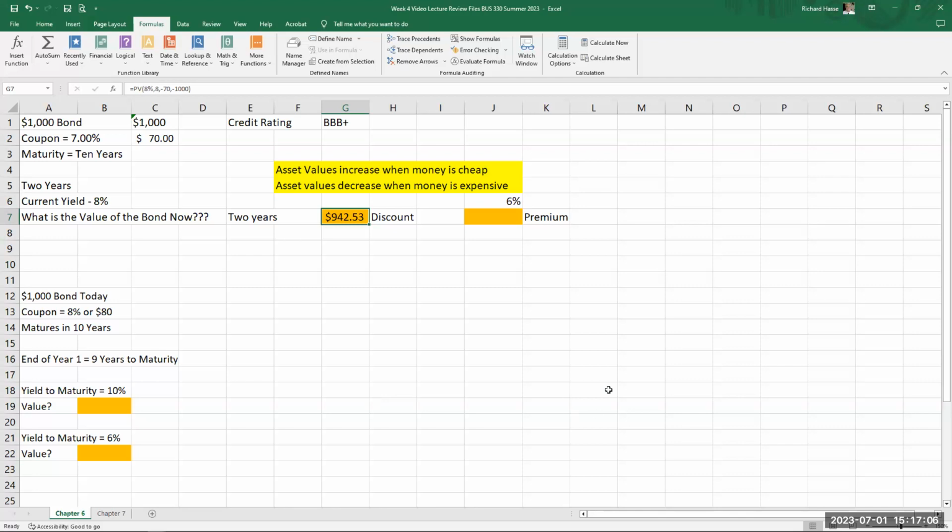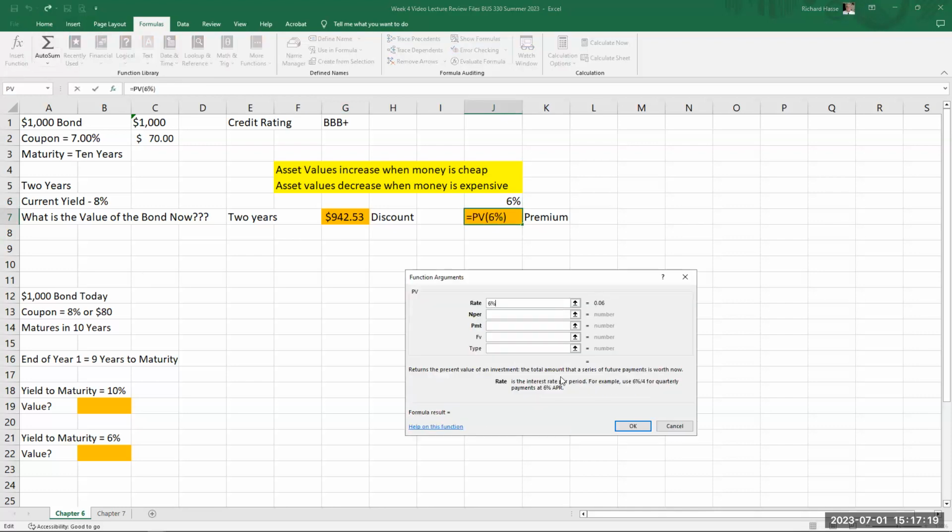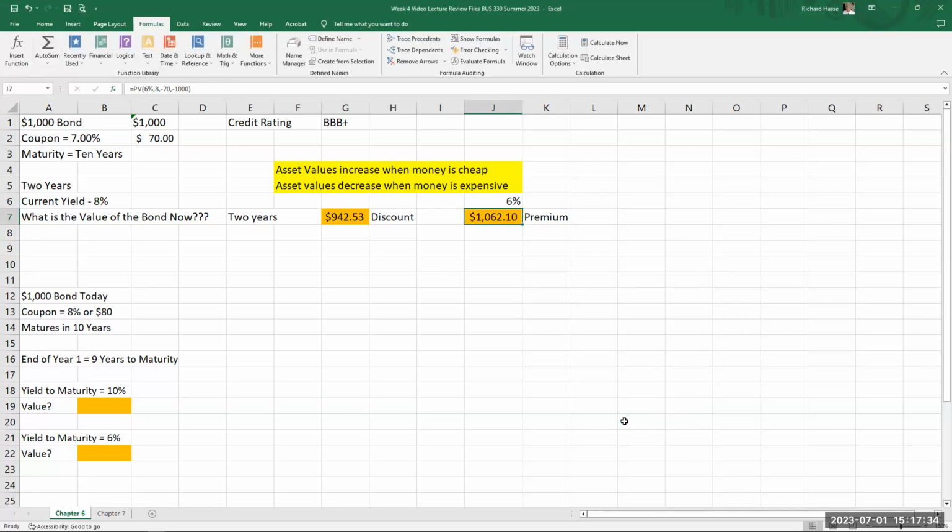The same thing holds true with what happens if the current yield is now 6% in the market. Same formula, function, present value. The interest rate now, the current yield, is 6%. Still 8 years remain. Still the payment is $70. And still the future value is $1,000. Notice now this bond has a value of $1,062.10. That is called selling it at a premium over the original par value of $1,000.